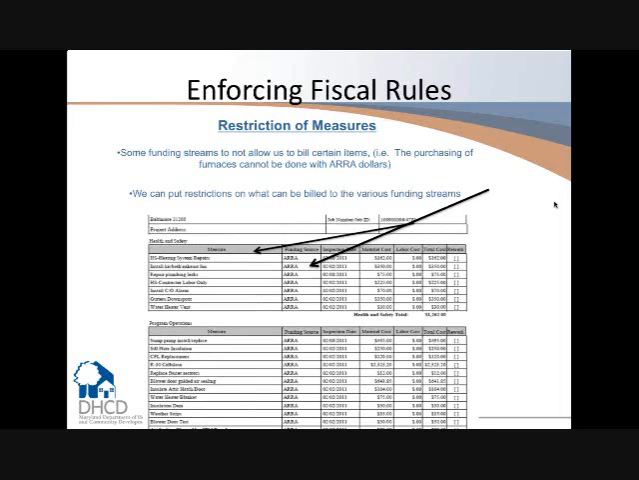Hancock also allows us a better monitoring tool in terms of adhering to the various funding streams. For example, with ARRA, suppose there's a restriction that we cannot bill furnaces to ARRA dollars. Hancock within the system will allow us to restrict ARRA dollars to what measures can and can't be billed. Next slide, please.